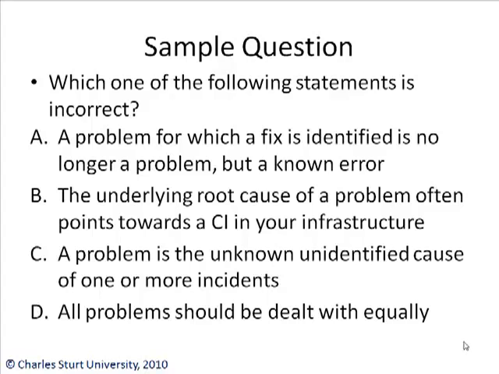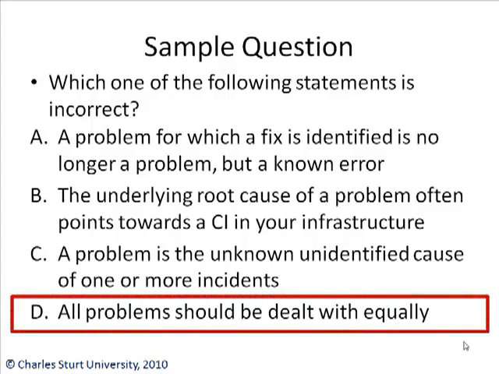So what's the answer? The answer is answer D. D is actually incorrect because that's why we prioritize. I mean, some problems will have to be dealt with right now and other problems can wait for another 2 or 3 months because we've got a workaround already in place, for example, from an incident management point of view. But some problems may not even have a workaround as yet. So of course they come first. So it all depends. It depends on the impact and the urgency and the effort required to find a workaround or solution. That's how we deal with problems.